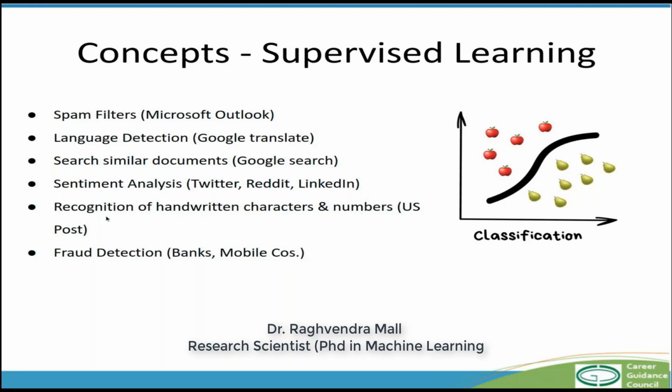Then recognition of handwritten characters and numbers. The US Post is one of the first examples that we learned from in supervised learning. The US postal system was using machine learning techniques to identify the different handwritten characters in the letters. So this was one of the first applications of modern machine learning.